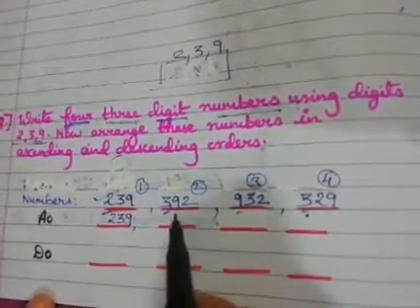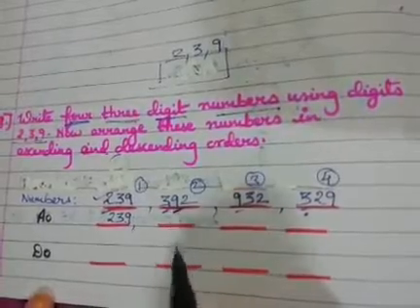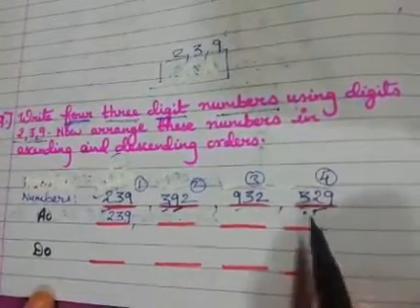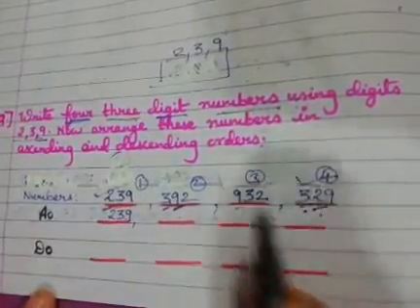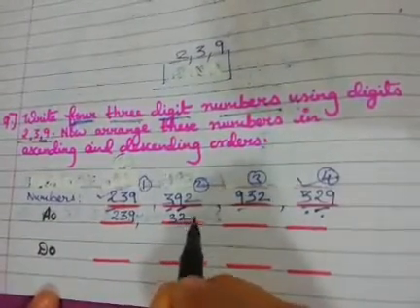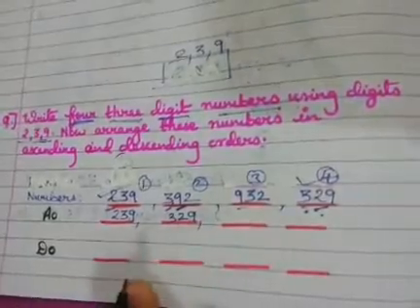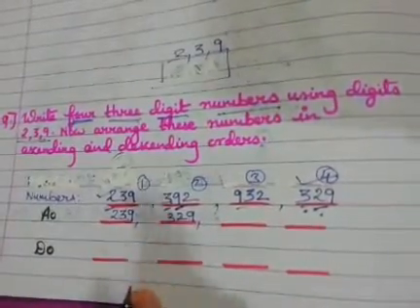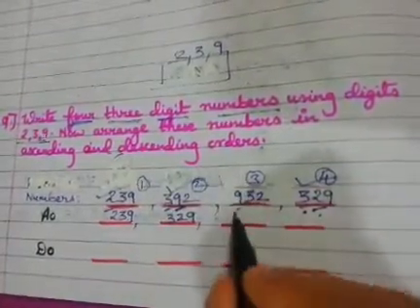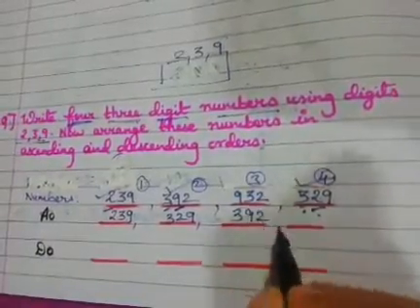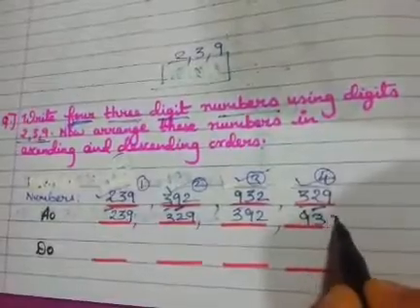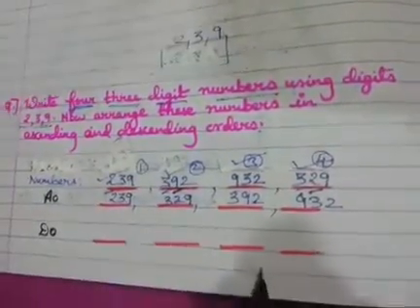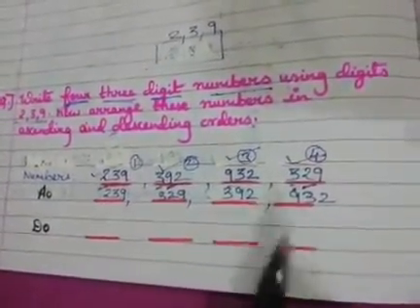So see the next number in tens. 9, and in this number tens place 2. So which is smallest children? 2. That is 329. Okay. Then we will write 392 and then biggest 932. Okay children, this is our ascending order.